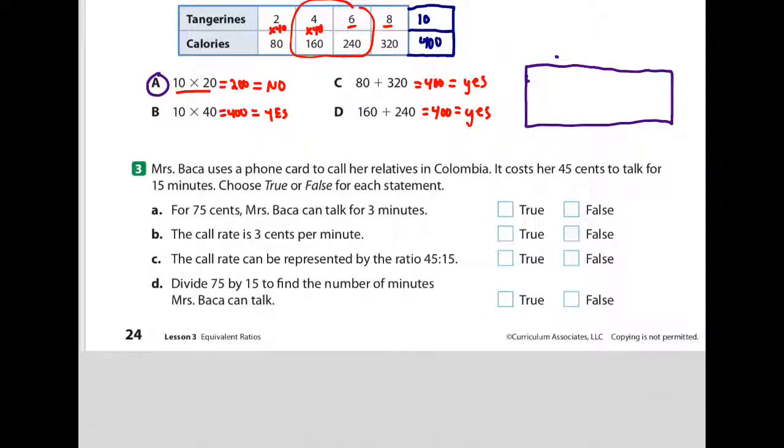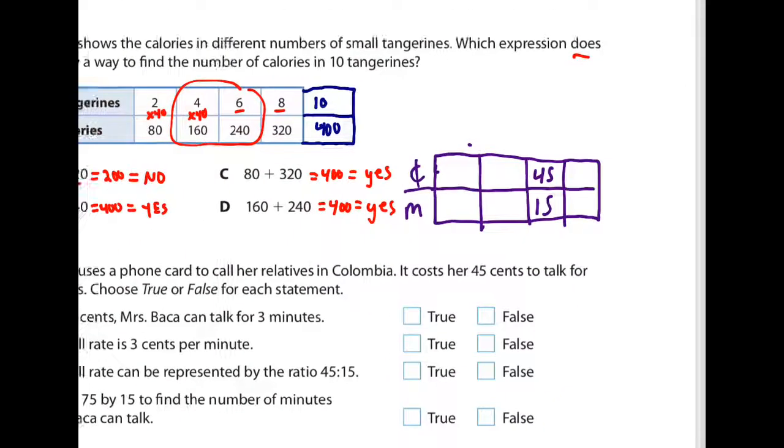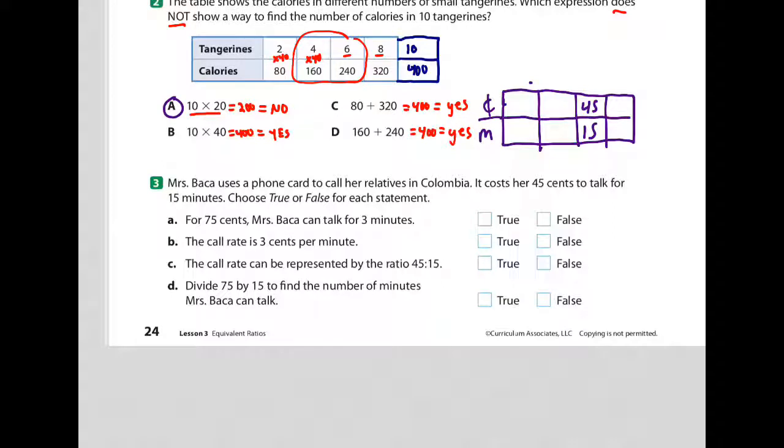Okay, so this is going to be cost, and this is going to be minutes. So I know it's 45 cents for 15 minutes, right? So 45 cents, 15 minutes. Now, you know what I'm going to do real quick? Since it's cents, that shouldn't be a dollar sign. I'm going to make that a cent sign. All right. Now, let me go through and check out these questions and see if they're true and false.